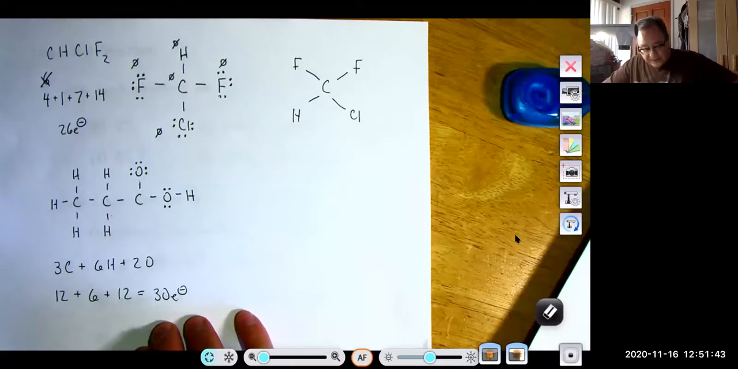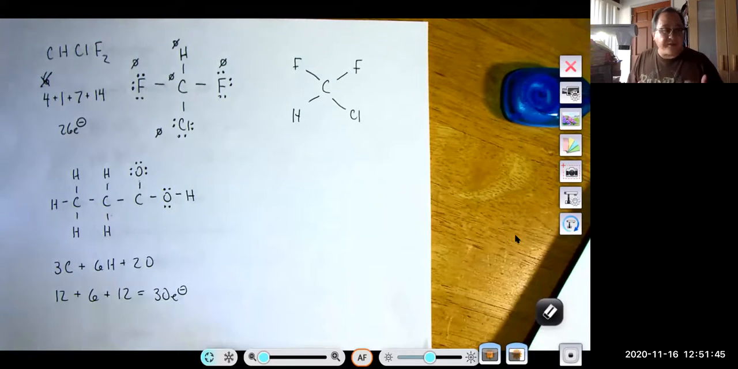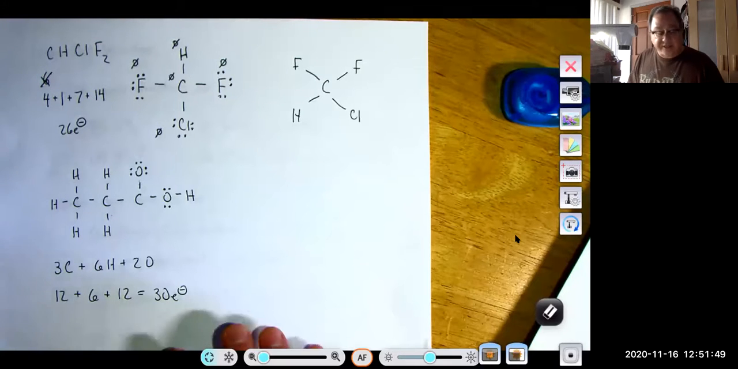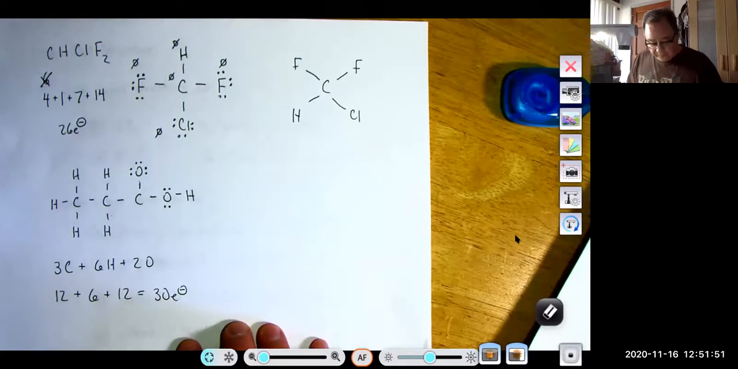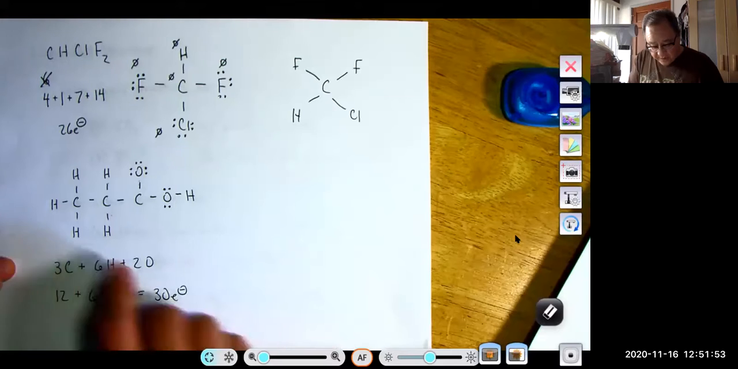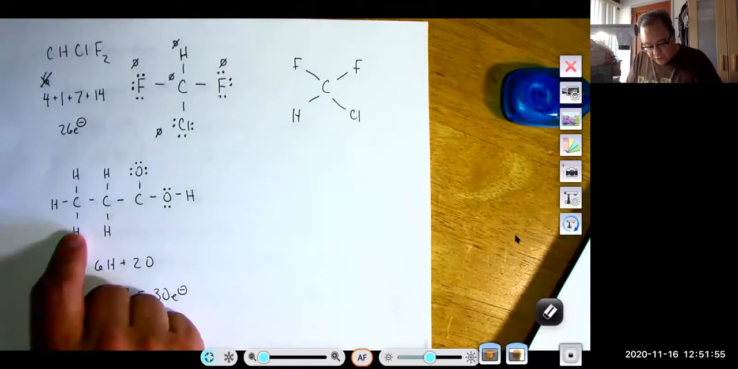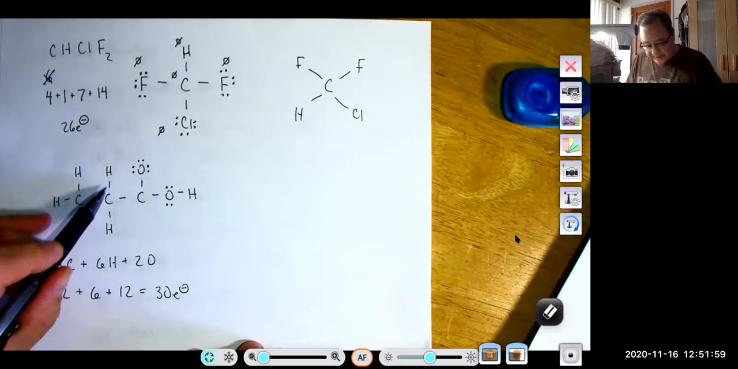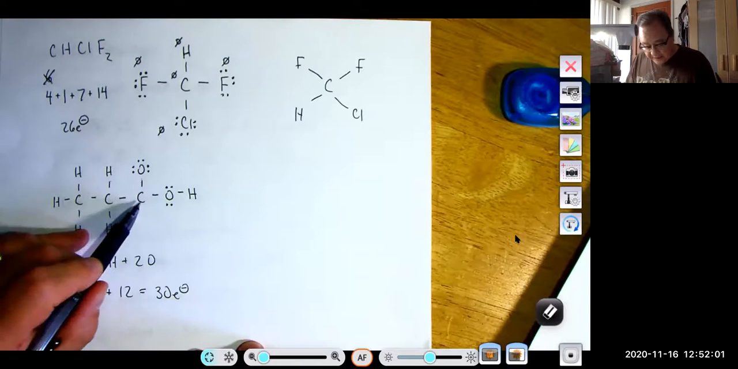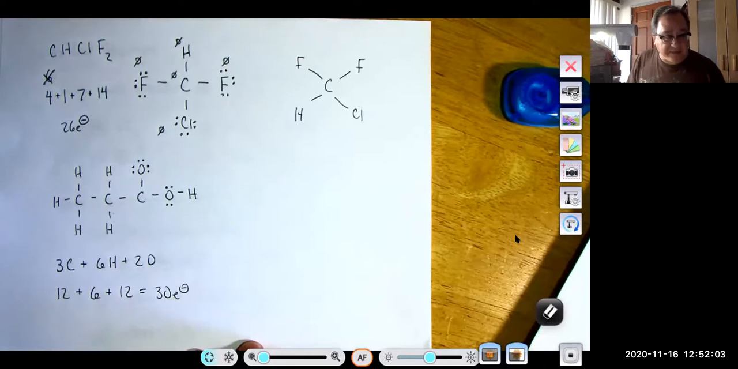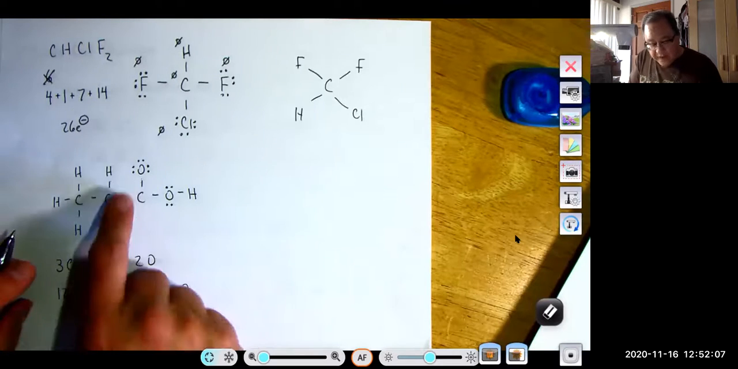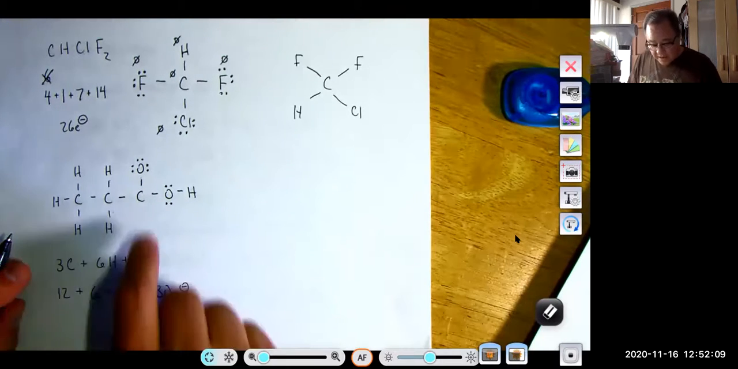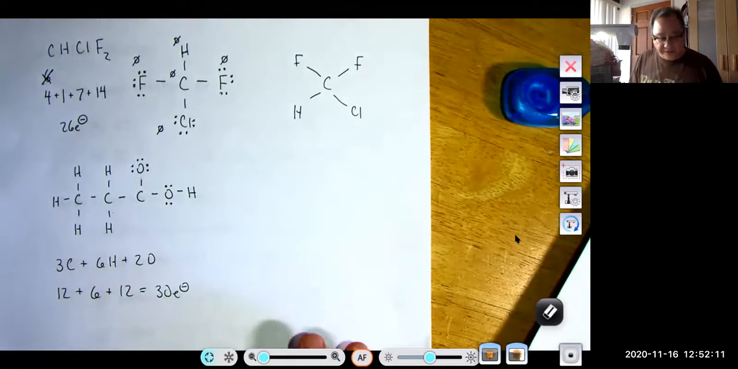So let's evaluate this. Remember, if it's in period 2, we'd like for them to have octets unless it's boron. So here, carbon has an octet, 2, 4, 6, 8. This carbon has an octet, 2, 4, 6, 8. This carbon does not have an octet. So how do we get an octet? We have to take a lone pair from a neighbor atom and make it a bond. We have 2 choices here.